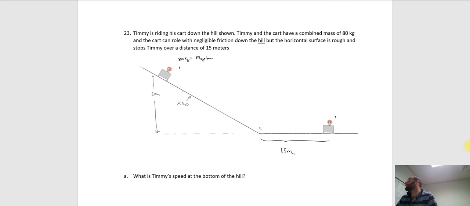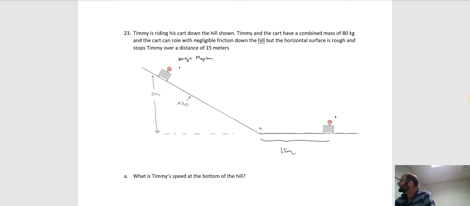So now we've got Timmy riding this roller coaster thing here. And I believe in the problem, the horizontal surface is rough. What that's saying is basically we're going to worry about friction in this region, but friction is negligible in this region. We're not going to worry about it here. So, part A, Timmy's speed at the bottom of the hill. This is just a classic work-energy situation. Put a datum right here. Write out PE1 plus KE1 plus work equals PE2 plus KE2, and you'll be able to solve for Timmy's speed at the bottom pretty easily.